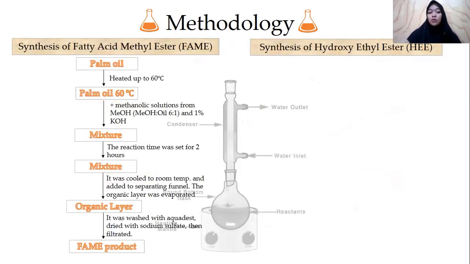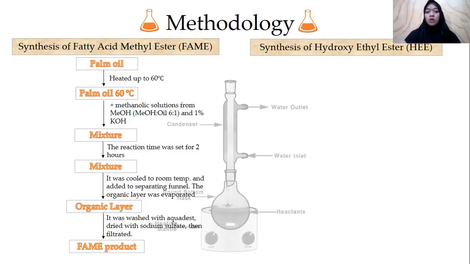This is the procedure for synthesis of fatty acid methyl ester. Palm oil was heated up to 60 degrees Celsius and a methanolic solution made from methanol and potassium hydroxide as a base catalyst was added. The reaction time was set for 2 hours, and the mixture was cooled to room temperature and added to a separating funnel. The organic layer was evaporated and washed with aquadest, dried with sodium sulfate to remove some water, and then filtered.